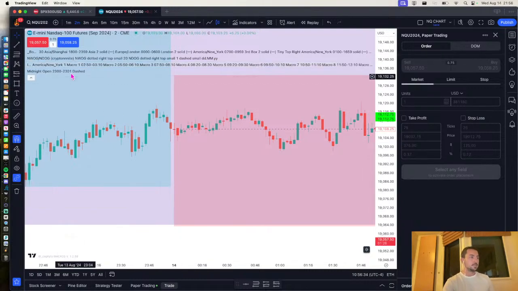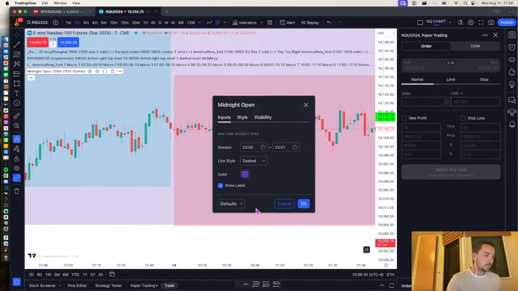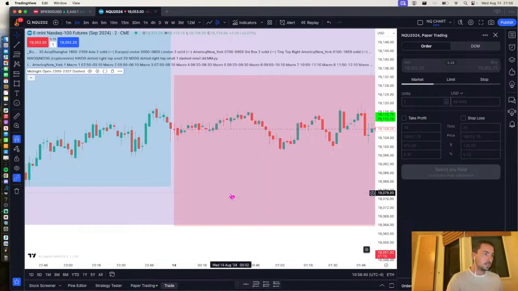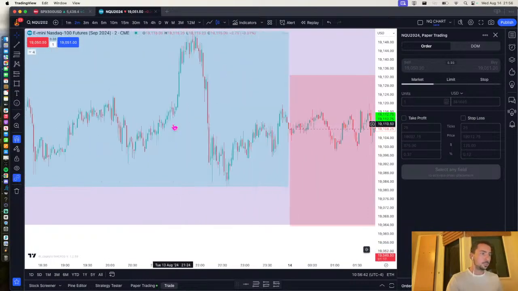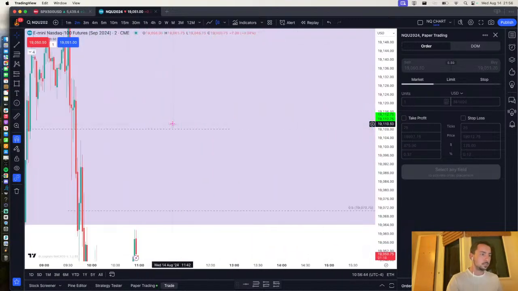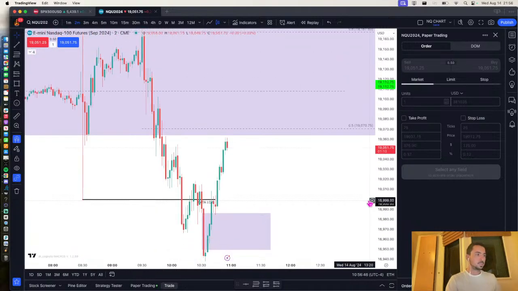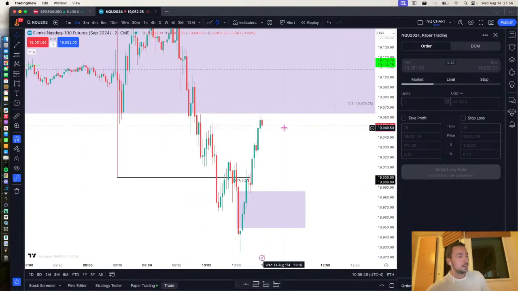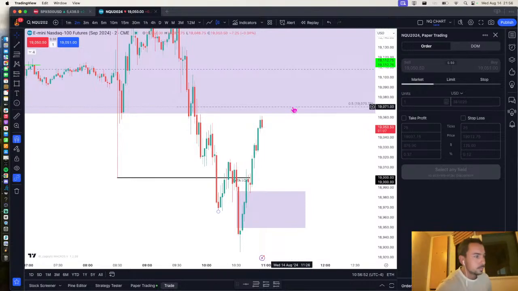All right, I'm going to save this. Save as default. All right, so this is actual midnight open right here on NQ. So in theory, that's where we should land. But you should be taking profits right here for sure.